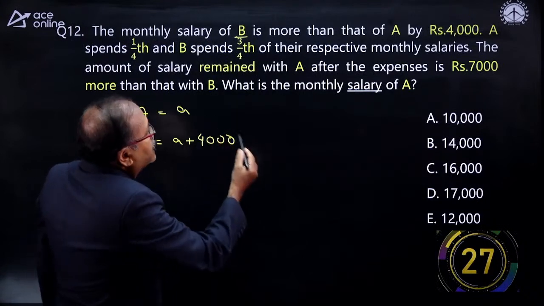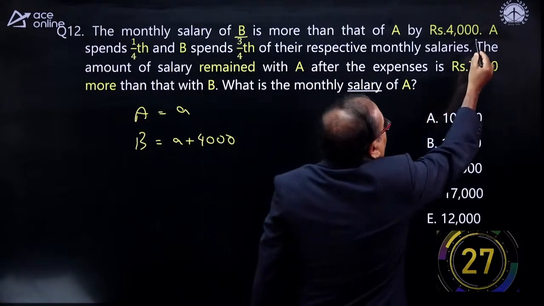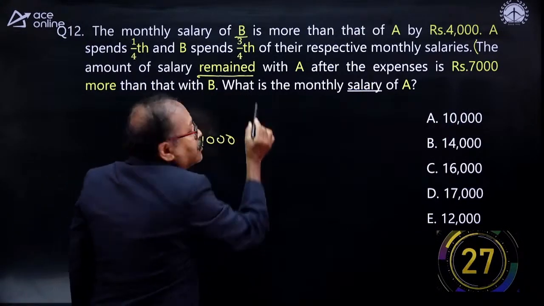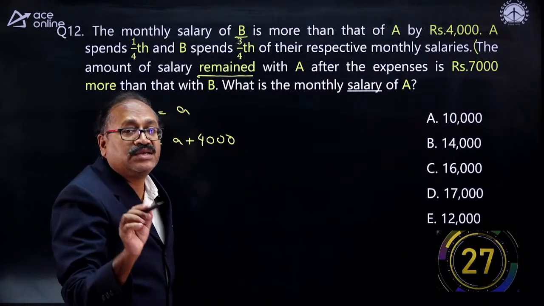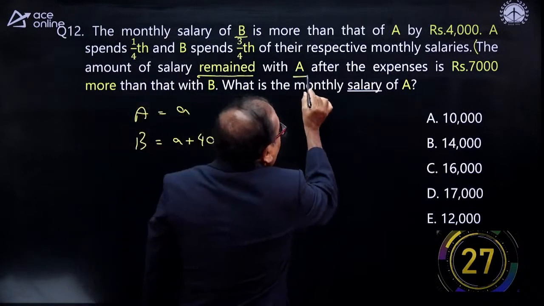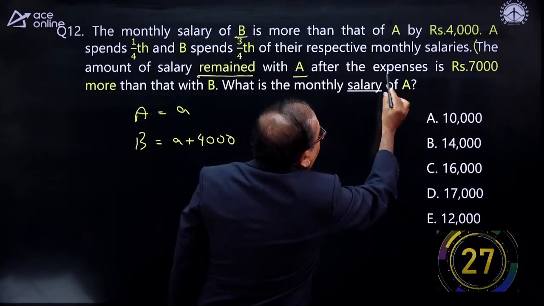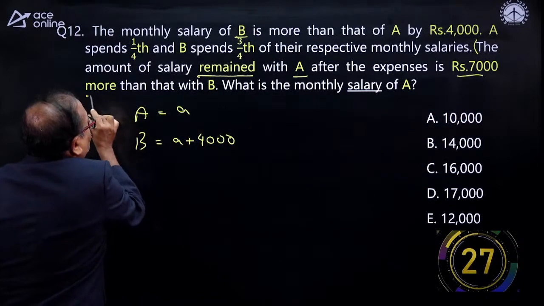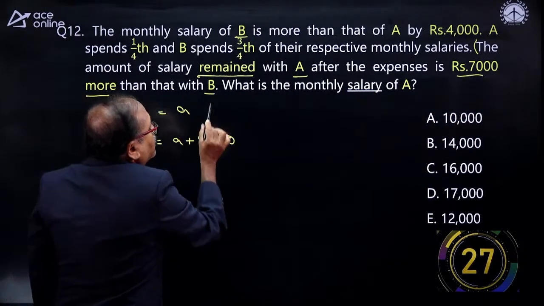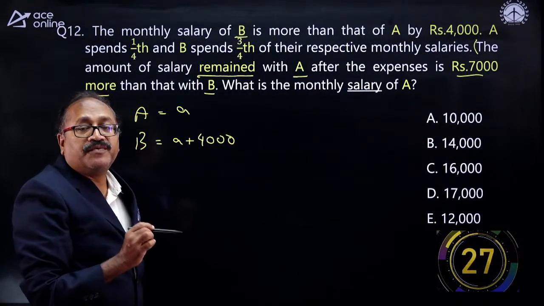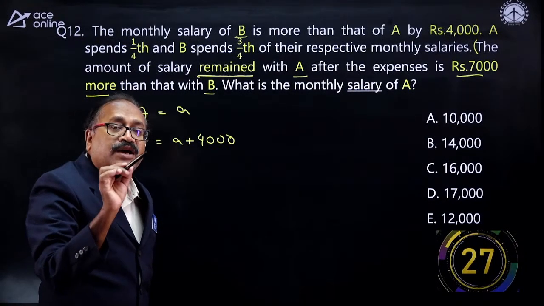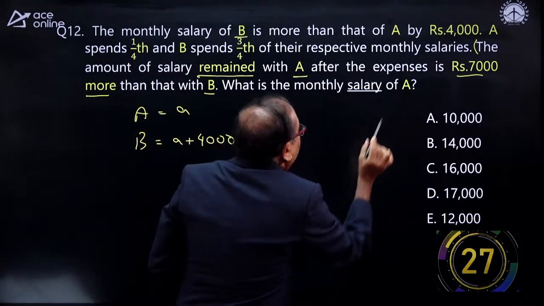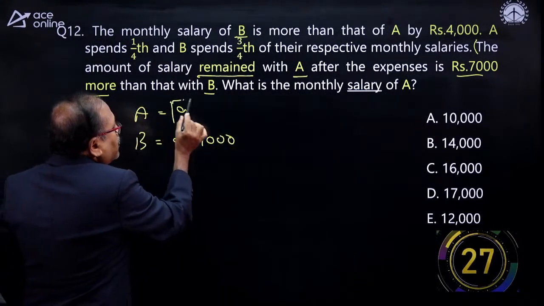Now after that, what is said over here? From here onwards, the amount of salary remained, that is saving. The saving with A after expenses is rupees 7,000 more than that of B. Saving of A is 7,000 more than B. Okay. Now here, what is the monthly salary of A? I need to find out A.